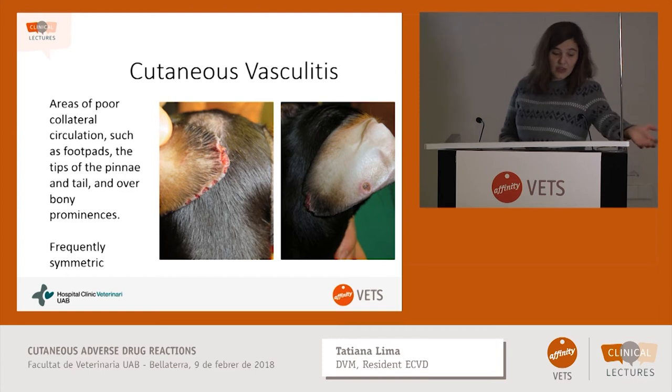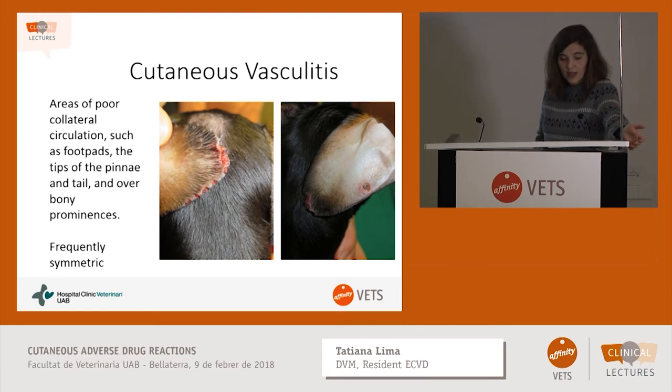When it happens in areas of poor collateral circulation, such as foot pads or pinna, you can have severe damage, like in this dog over here. It's from the ear. It's not very symmetrical, but it's bilateral, the same dog, both ears. This kind of presentation you see more often with vaccine, one month after vaccine, or with trimethoprim sulfa.